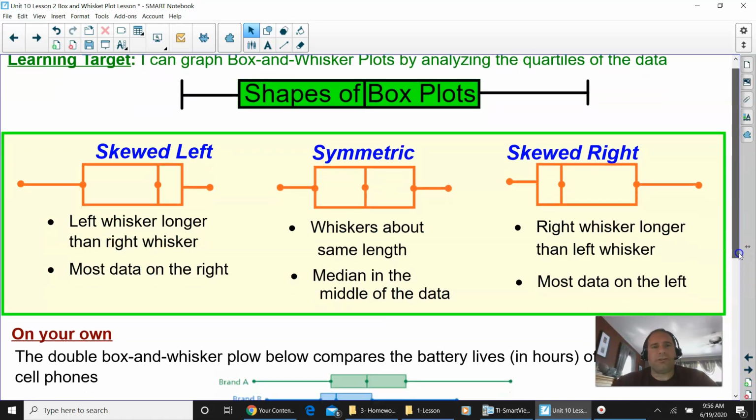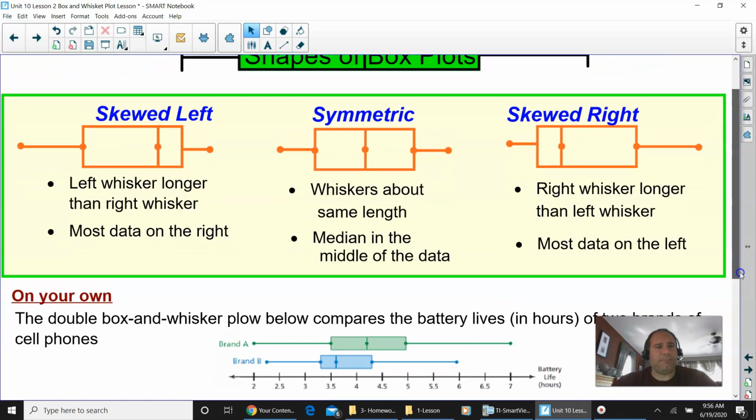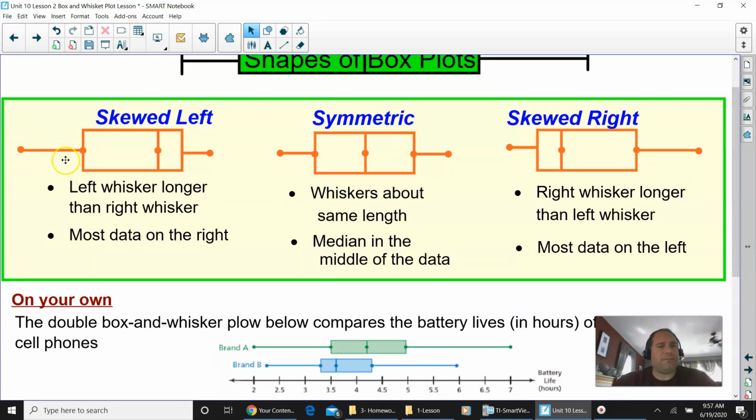All right, so shapes of box plots, there's a lot of different shapes, and this is skewed left, where the left whisker is longer than the right whisker, and most of the data is on the right-hand side. It's skewed to the left, where this min is all the way over here, and quartile 1, the lower quartile, is all the way over here, and the median of the whole data set, you can tell, is all the way over to the right-hand side. The left whisker is longer than the right whisker. That means it's skewed left.